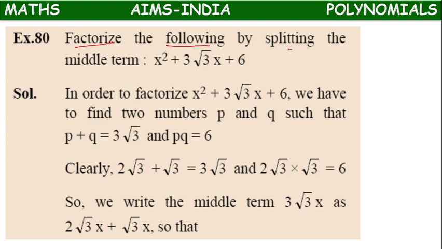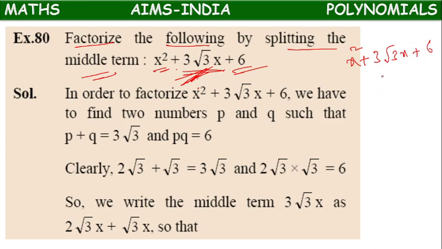Factorize the following by splitting the middle term: x square plus 3 root 3x plus 6. So we should not get frightened by seeing the root number. The concept is the same; the same concept we have to apply. There may be any bigger number, but the concept is the same. If you are strong regarding the concept, then you can solve any kind of problem. So here, what is the given polynomial? x square plus 3 root 3x plus 6.